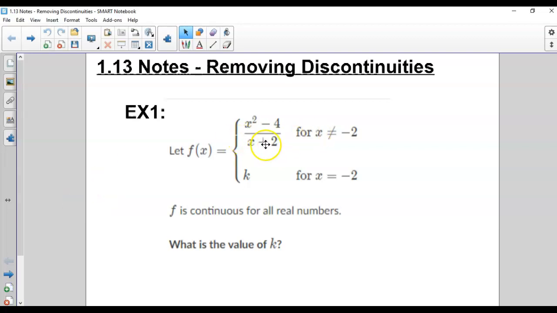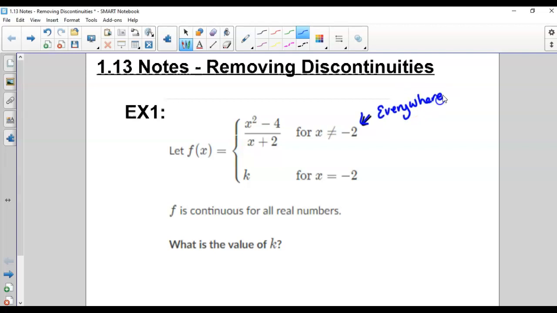So you'll see here we've got a problem that looks a lot like the one that we just did. It's just the instructions are a little bit different. So we've got f of x equals this equation here for x not equal to negative 2 and k for x equals negative 2. So whenever we see x does not equal negative 2, that tells us that we're talking about everywhere except x equals negative 2. So we're looking at this graph.